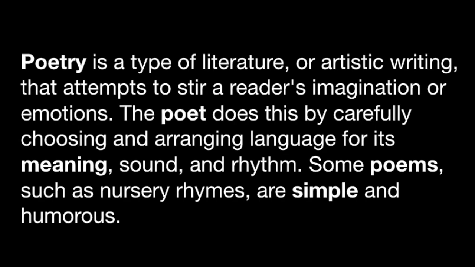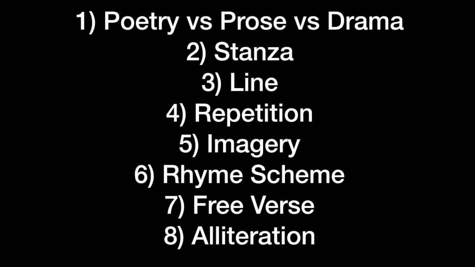In this video, we're going to be talking about the elements of poetry. So, poetry is a type of literature or artistic writing that attempts to stir a reader's imagination or emotions. And the way that the poet does this is by choosing words that are going to have a specific connection, trying to choose figurative language that's going to convey a certain imagery for the reader in order to get across their ideas. With that in mind, in this video, we're going to be talking about these 8 things: poetry versus prose versus drama, stanzas, lines, repetition, imagery, rhyme scheme, free verse, and alliteration.